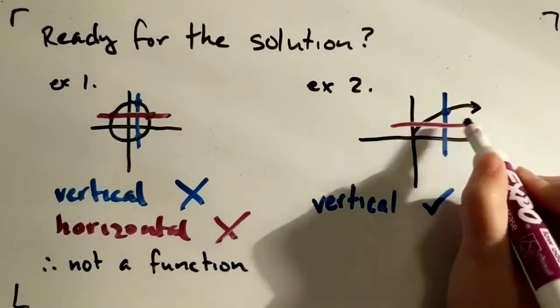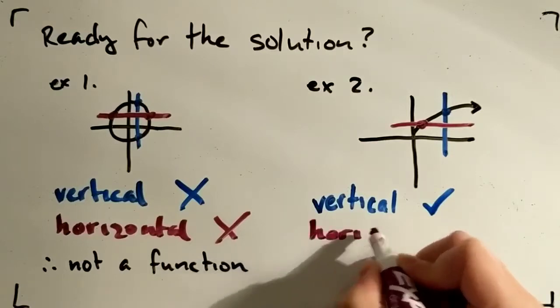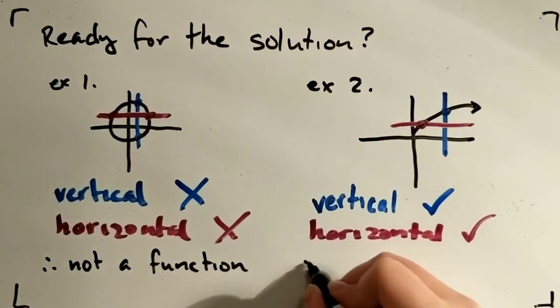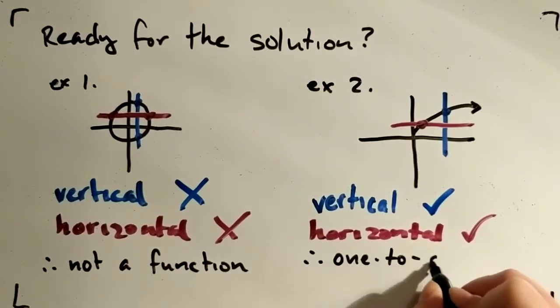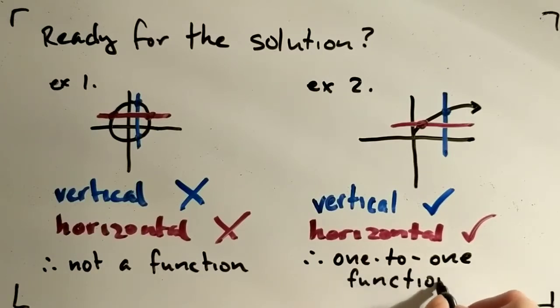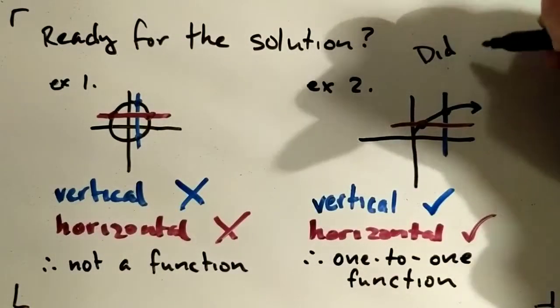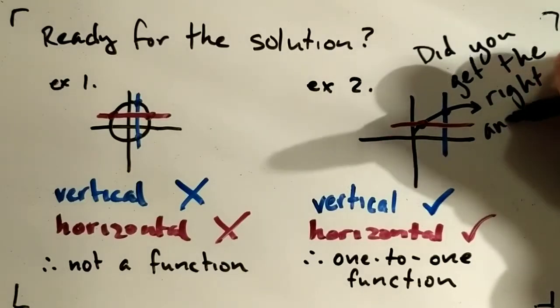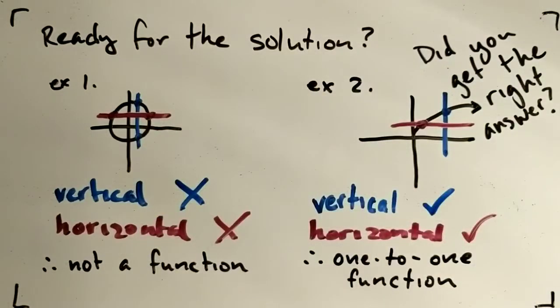Example 2, you can see passes the vertical line test, and it passes the horizontal line test. So this means that example 2 is a one-to-one function, since it passes both tests. So did you get the right answer?